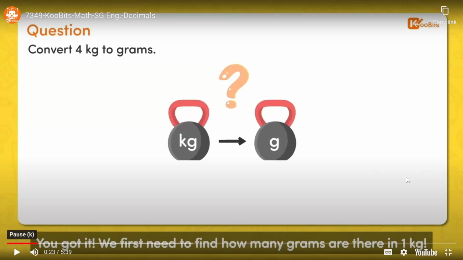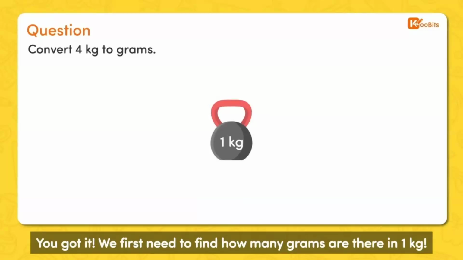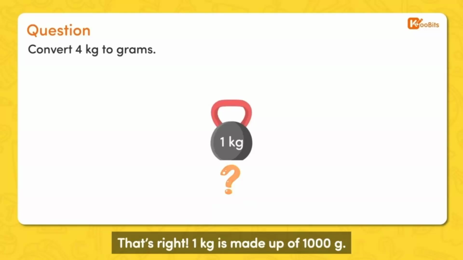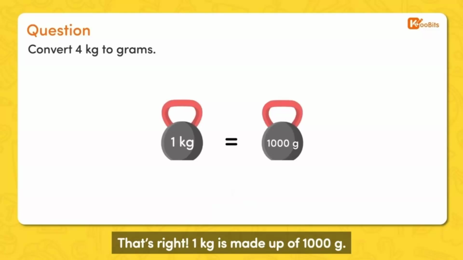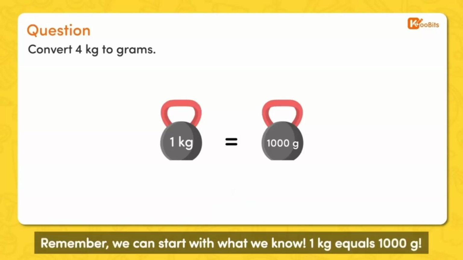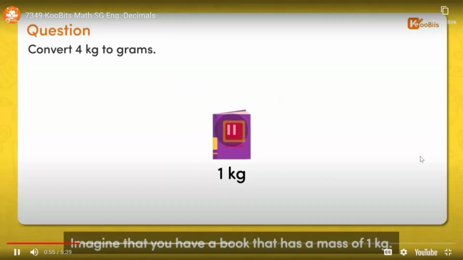So okay. Got it. We first need to find how many grams are there in 1 kilogram. Do you recall how many grams there are in 1 kilogram? That's right. 1 kilogram is made up of 1,000 grams. Now, let's try the question. Remember, we can start with what we know. 1 kilogram equals 1,000 grams. I see the question is also, imagine that you have a book that has a mass of... This question does not involve decimals yet. It's just 4 kilograms to grams. It's from the P5 level decimals.